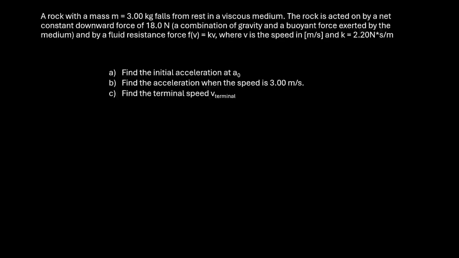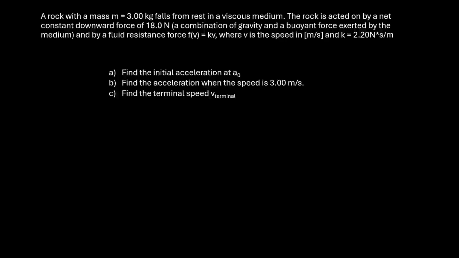Now, kV, or your drag force, doesn't always have to look like kV. It could look like kV squared. It could look like some bunch of random letters times the velocity. There are many different forms that could be given, but let's just focus on this form for now, where V is the speed and K equals 2.2. So cool, we're actually given the K constant.